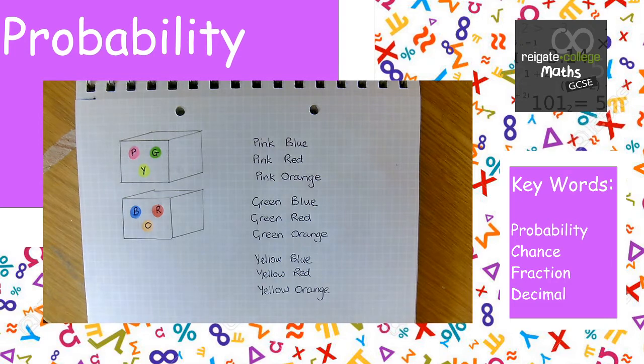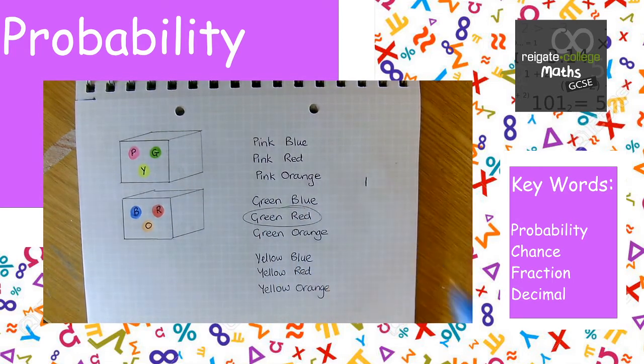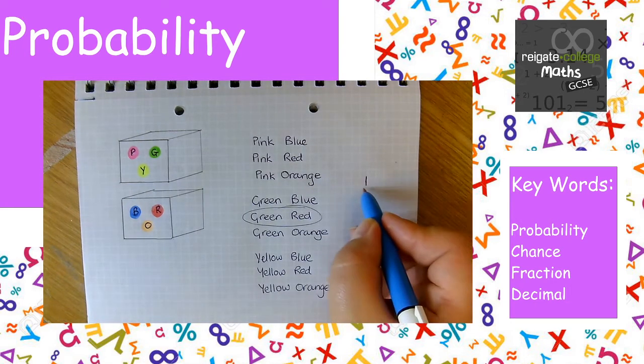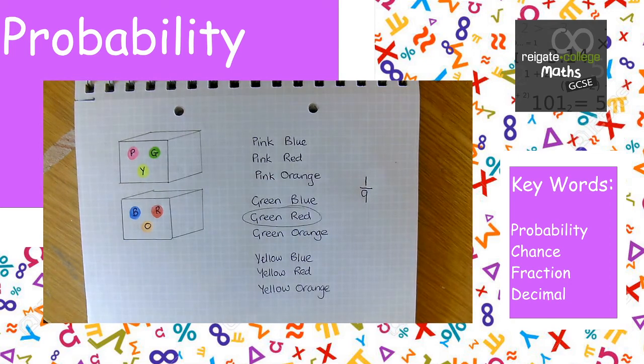If I were now asked for the probability of pulling a green and a red counter out, I could look down my list and see how many times green and red come up. That's just once. I have a total combination of 9, so my probability of pulling out a green followed by a red counter is 1 out of 9, 1/9.